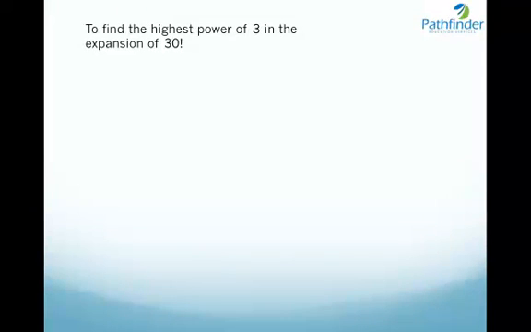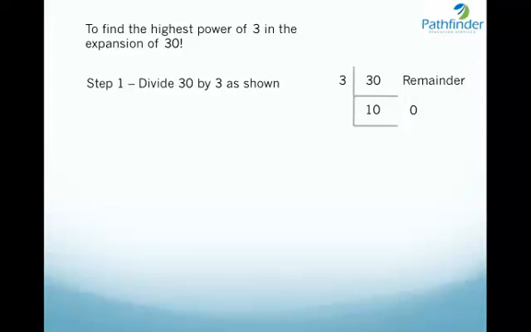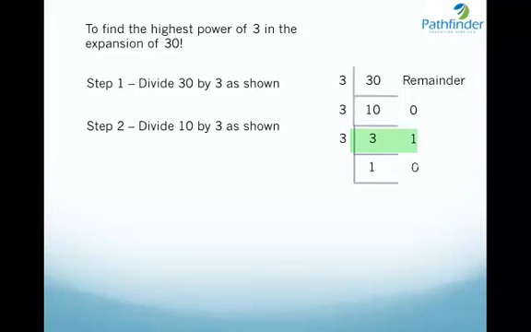Let us solve one more question. To find the highest power of 3 in the expansion of factorial 30. Now we'll simply apply our method. Start by dividing 30 by 3. So 30 divided by 3 gives you 10 as the quotient and 0 as the remainder. Then 10 divided by 3 gives you 3 as the quotient and 1 as the remainder. And then 3 when divided by 3 gives 1 as the quotient and 0 as the remainder. Now this 1 cannot be divided by 3 anymore, so the process stops here.